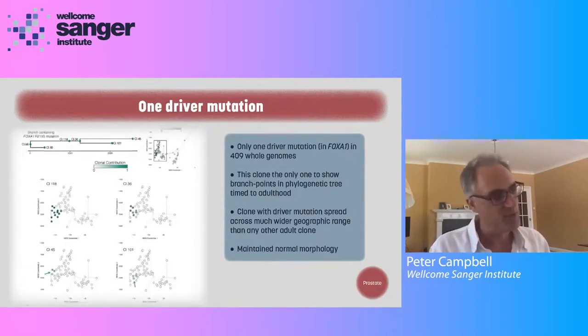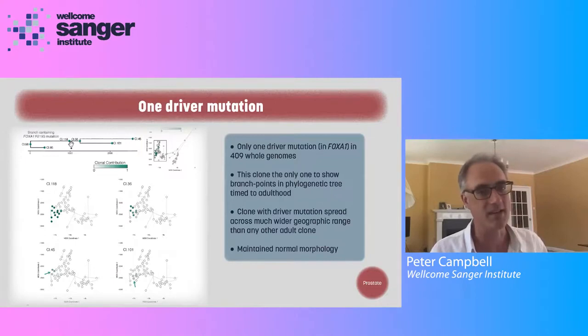There was one exception to that, and this was a clone where we did see a series of branch points in adulthood, where we could absolutely time these to adulthood, and that clone had expanded over quite a wide range of the prostate. And what was striking about this particular branch was that it was the only one, out of 400 whole genomes, to contain what we would recognize as a classic driver mutation that you might see in prostate cancer, a hotspot mutation in FOXA1.